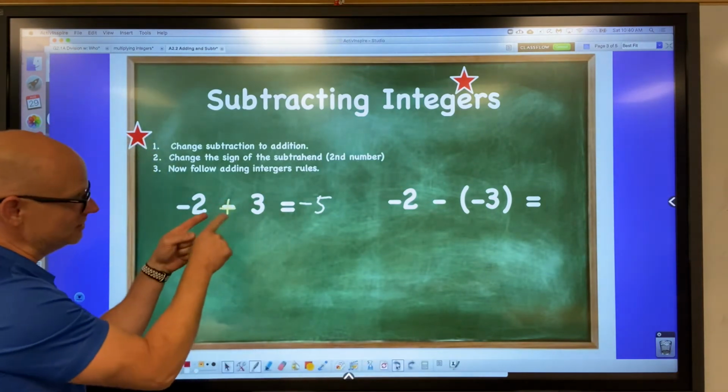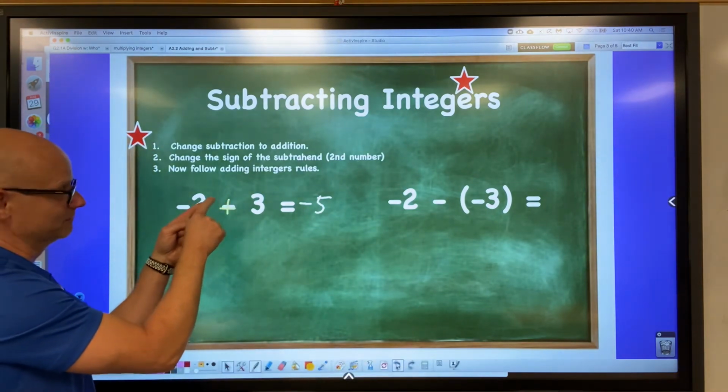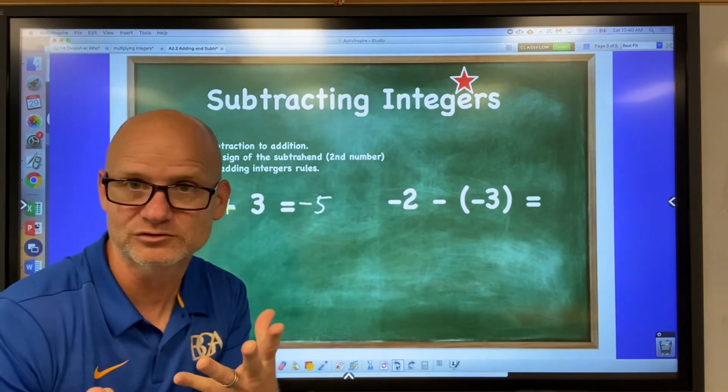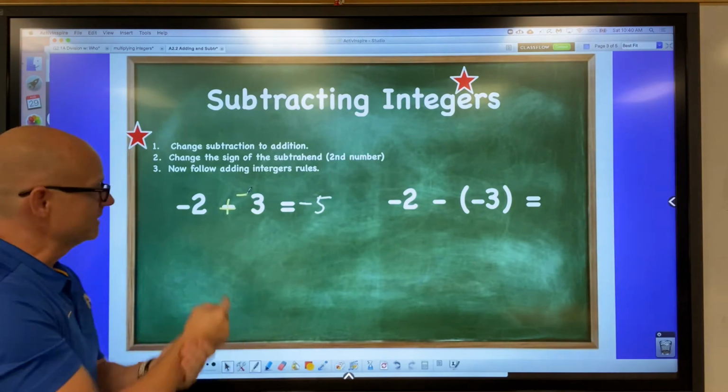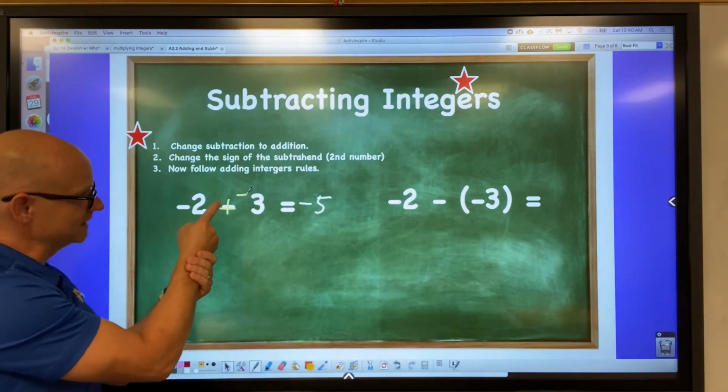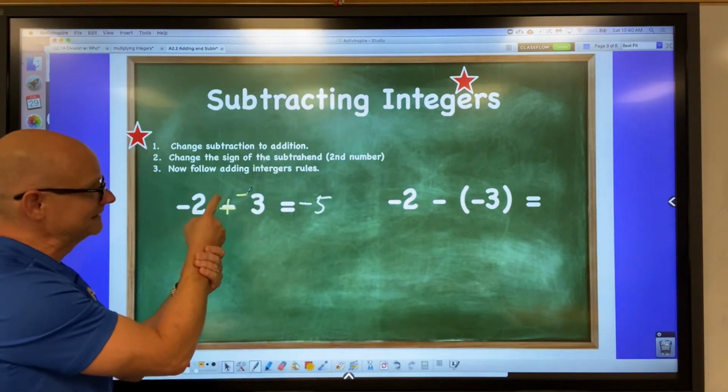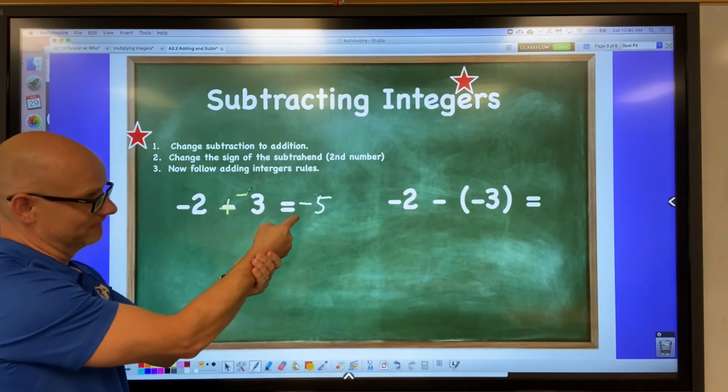When you look at it initially, it was a positive because it says -3. Well, that's a +3. It's a minus +3. So change it to a negative. So now -2 plus -3 gives you -5.